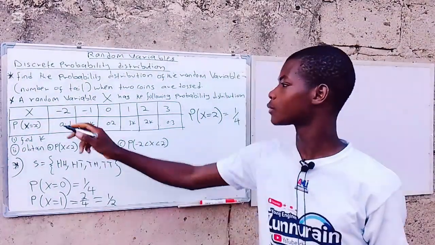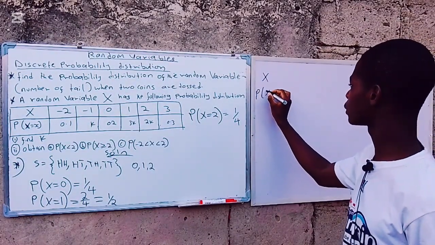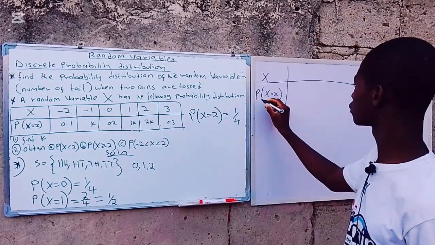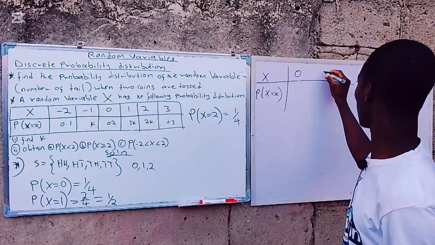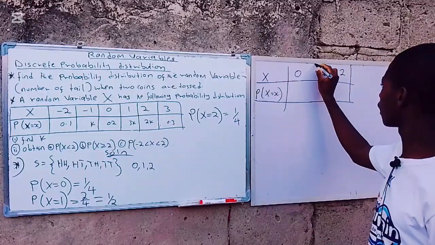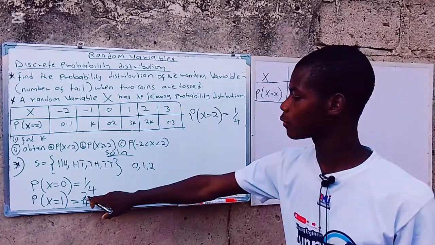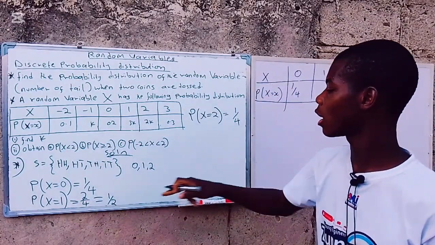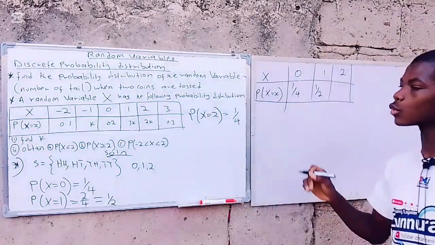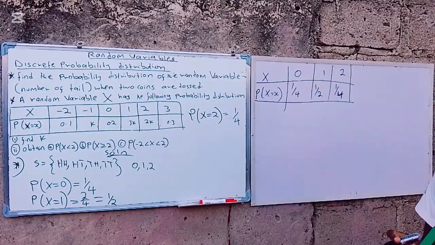In the table, as you can see, I have x here, and the probability of X. So I have 0, 1, and 2. For x equals 0, I have 1 over 4. For x equals 1, I have 1 over 2. And for x equals 2, I have 1 over 4. So this is the solution to this question.